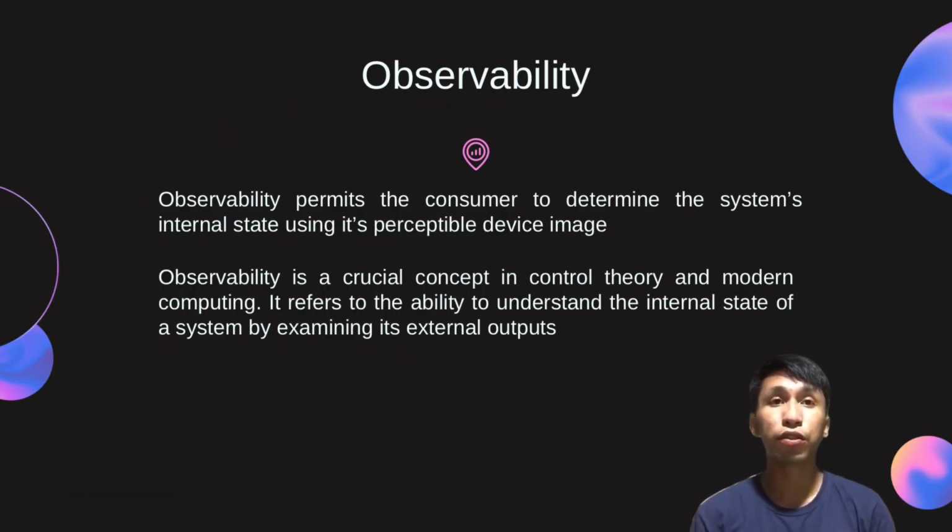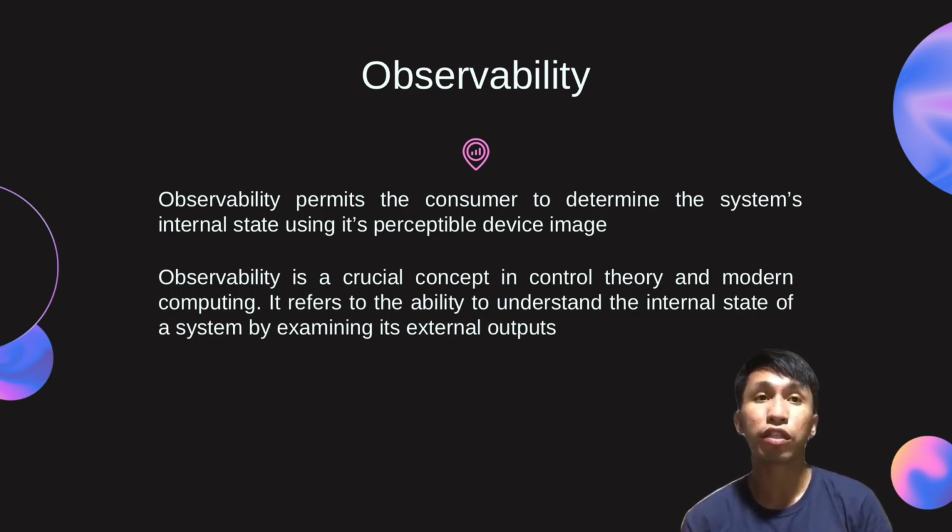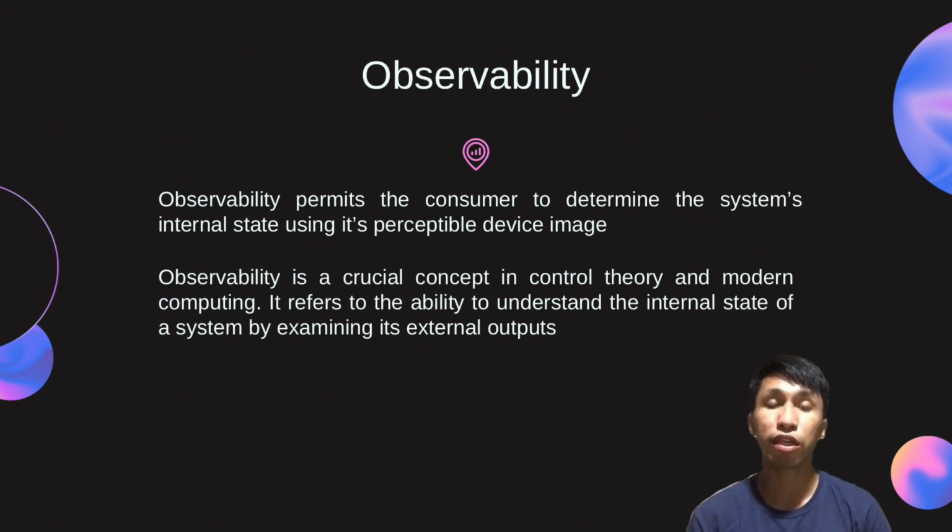Observability permits the consumer to determine the system's internal state using its perceptible device image. Observability is a crucial concept in control theory and modern computing. It refers to the ability to understand the internal state of a system by examining its external inputs. So, the term observability originates from control theory, an engineering field concerned with automating control of dynamic systems. In this context, a system is said to be observable if for every possible evolution of state and control vectors, the current state can be estimated using the information from outputs.